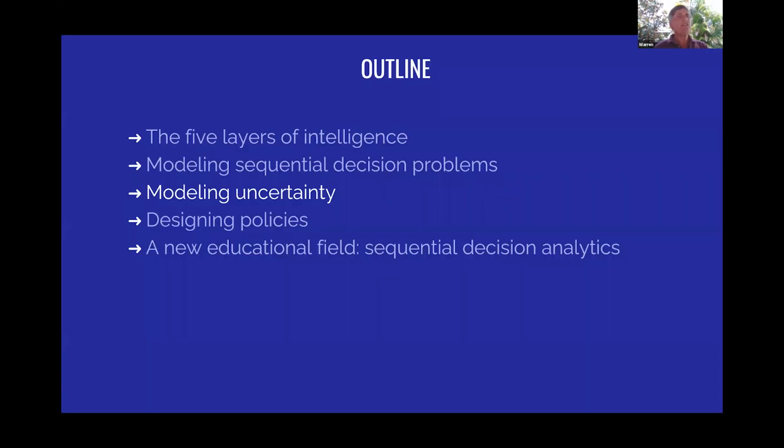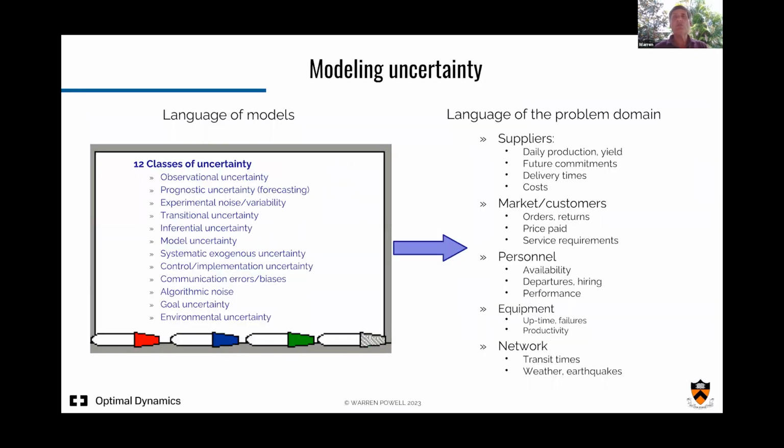So let's take to the next step, modeling uncertainty. This is a huge step. It's so huge, I'm only going to give you one slide, just because I don't want to pretend to cover this. In Chapter 10 of my new book, I identify 12 classes of uncertainty from the perspective of models. So this has nothing to do with any application area. These are just ways in which uncertainty can enter the modeling.